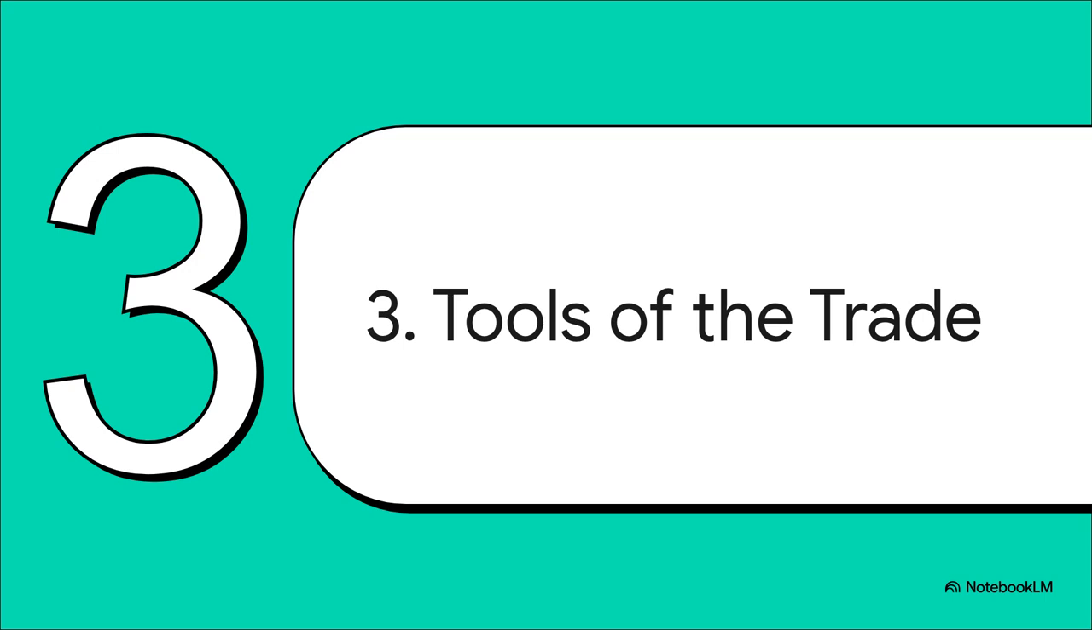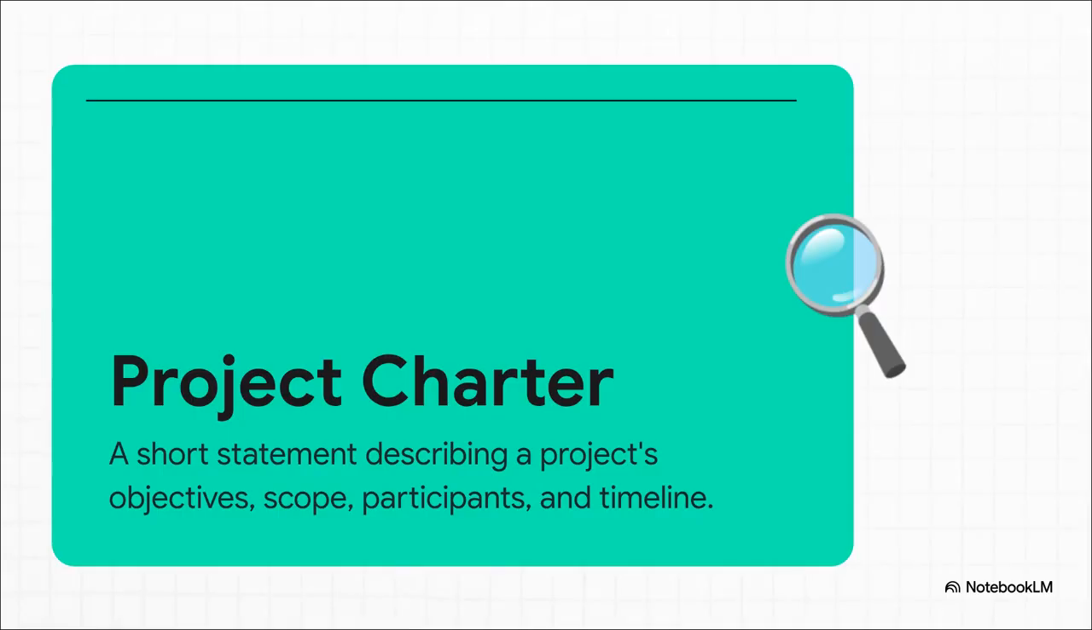Of course, no detective just waltzes into a case empty-handed. You need a toolkit. So Section 3 is all about the tools of the trade. First up, the project charter. Think of this as the official case file. It spells out everything in black and white, what you're trying to achieve, who's involved, and how long it's going to take. This single document is what keeps the whole investigation from spiraling into chaos.